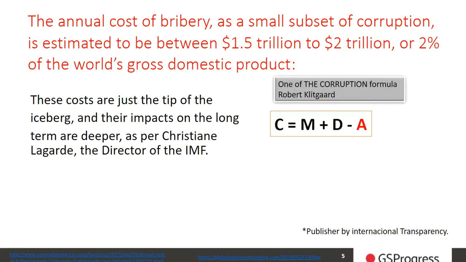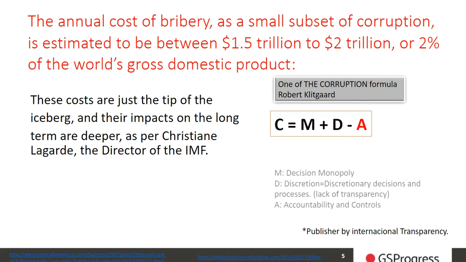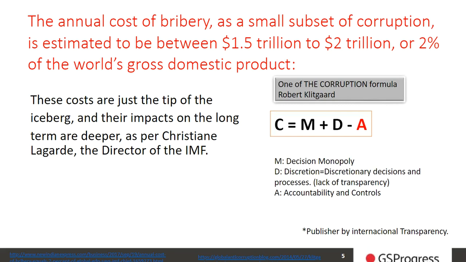In this case, one of the corruption formulas was created by Robert Klitgaard: C = M + D - A. M is decision monopoly, which is one of the issues in many Latin American countries and communist countries. The other one is the discretion, and the other is accountability and controls.